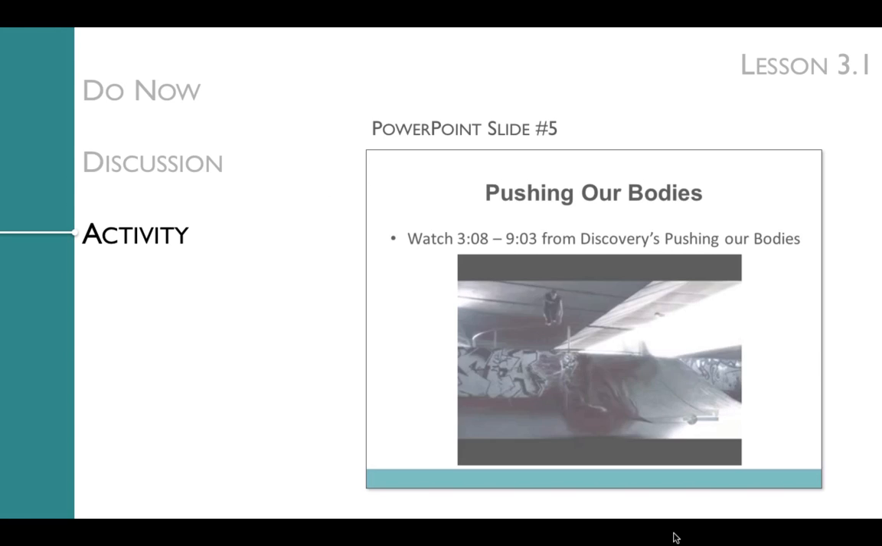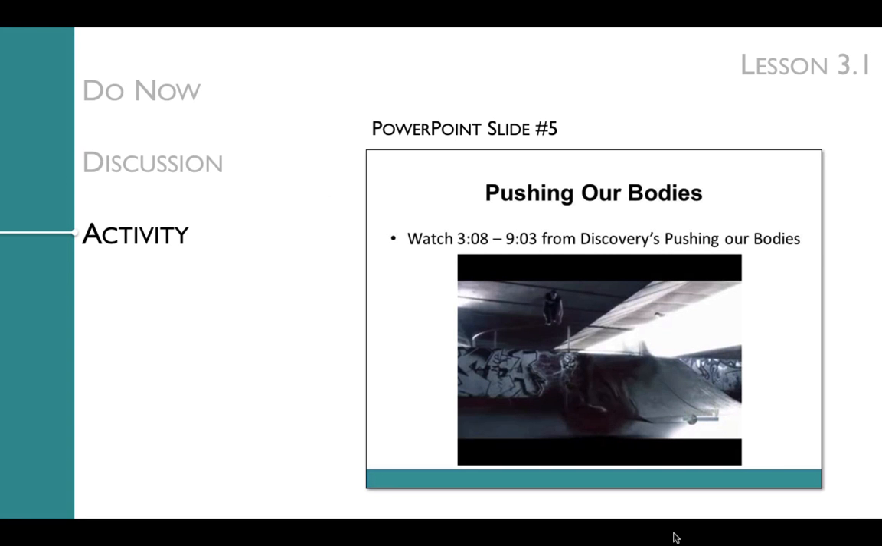The activity begins with the class watching a video about pushing our bodies past their limits. The video on slide 5 gets students thinking about the fact that our perceptions of pain vary widely depending on the context of experience, and introduces the terms pain threshold and pain tolerance.